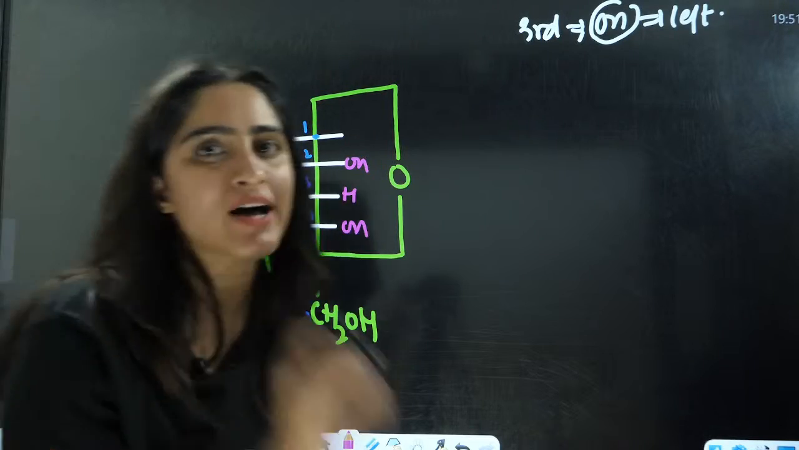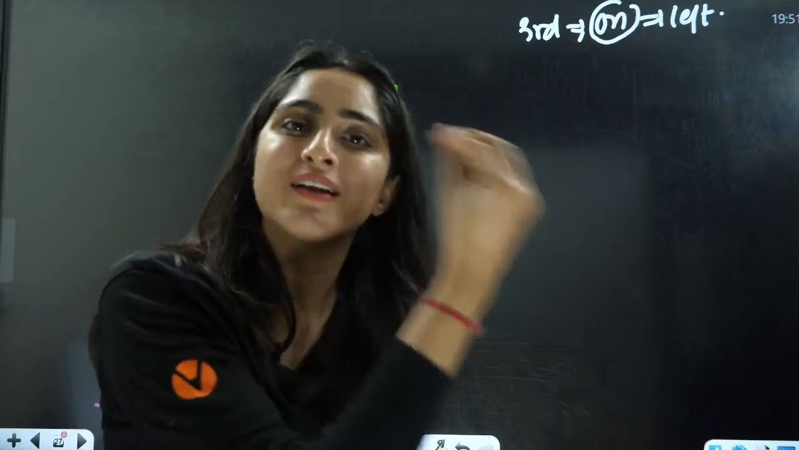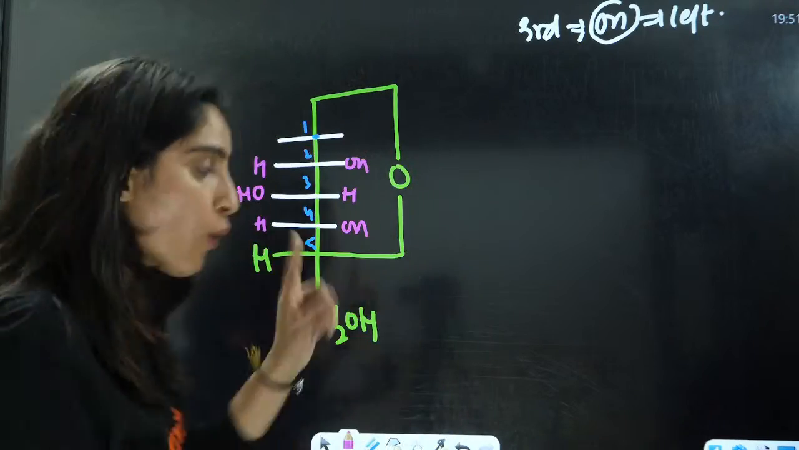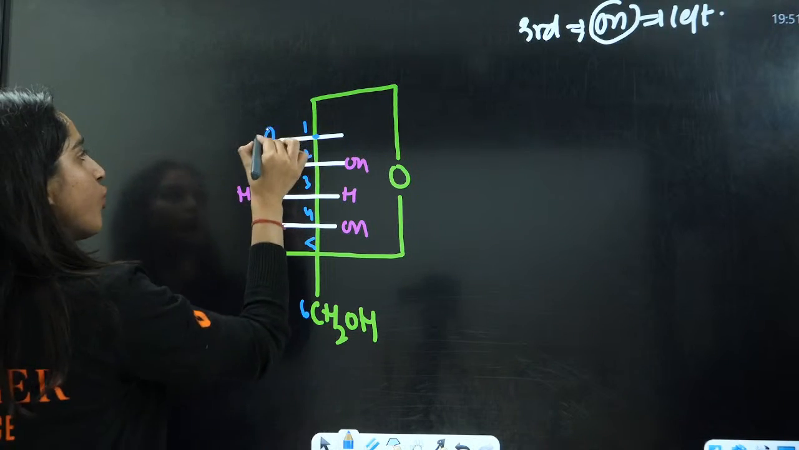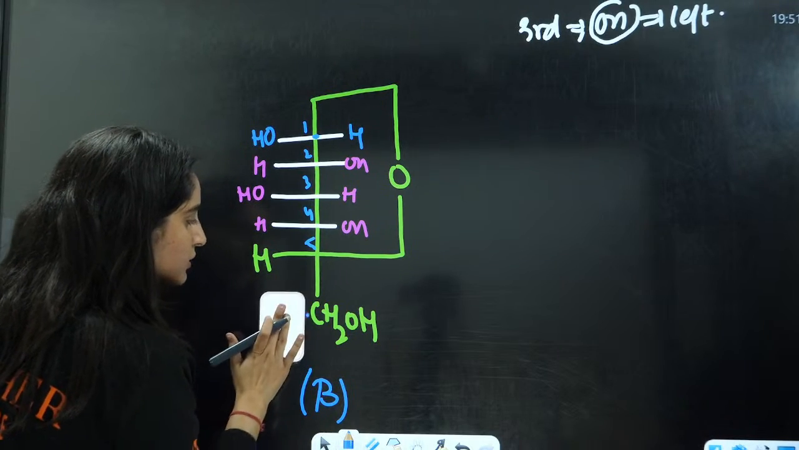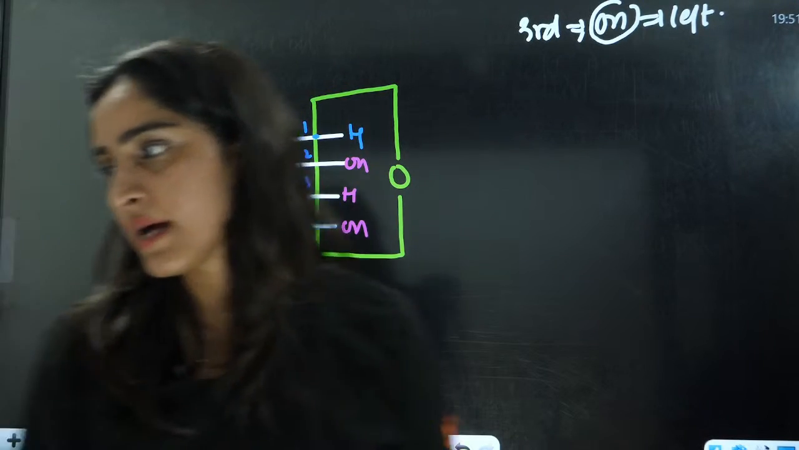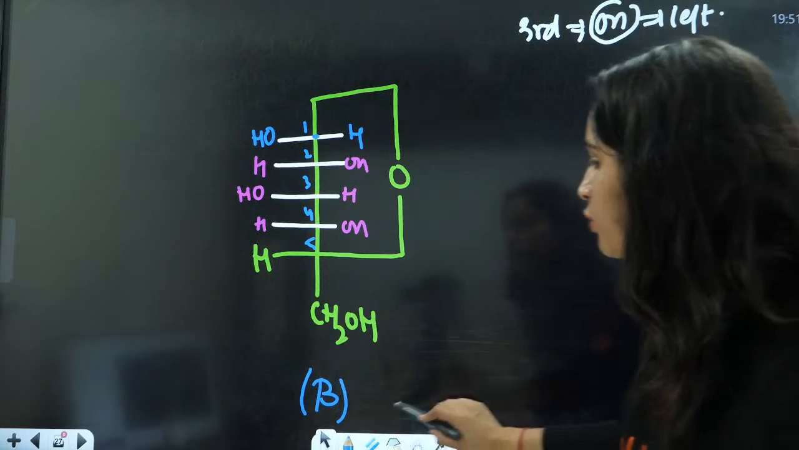Now, what about the first carbon? If on the first carbon you have the OH on the right side, that is alpha. If the OH is on the left side, that is your beta glucose, okay? This is the beta glucose here. Now I have drawn the structure of beta glucose.